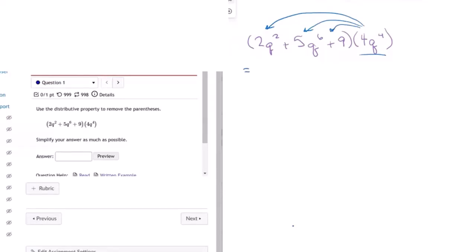This is going to equal 4q to the 4th times 2q squared, which gives me 8q to the 6th, plus 4 times 5 is 20q to the 10th, plus 36q to the 4th.